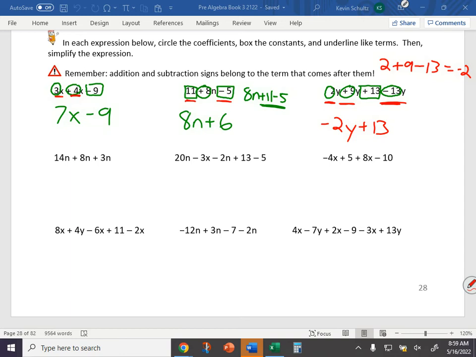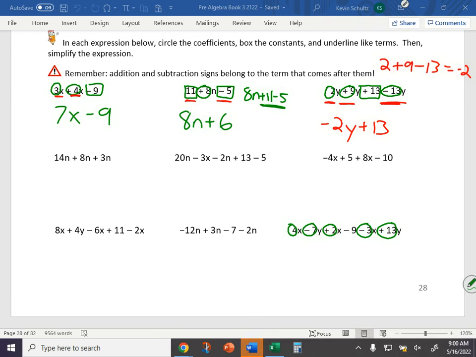Is there another one you want to talk about before you work solo that looked particularly worth our time? Tony? The last one. Of course, the last one. Okay, let's start by circling our coefficients. Anything that comes before a variable, we have 4, negative 7 is a coefficient, positive 2 is a coefficient, negative 9 is not because there's no variable with it, negative 3 is a coefficient, and positive 13 is a coefficient.